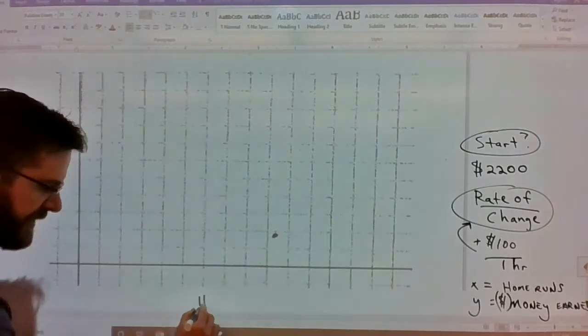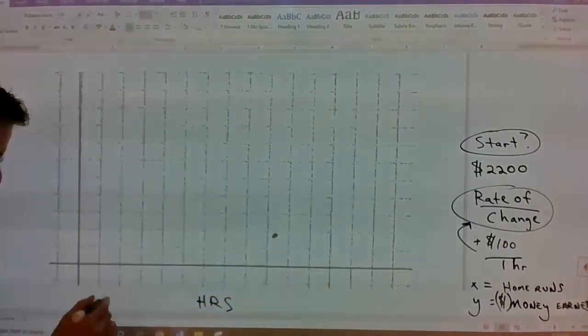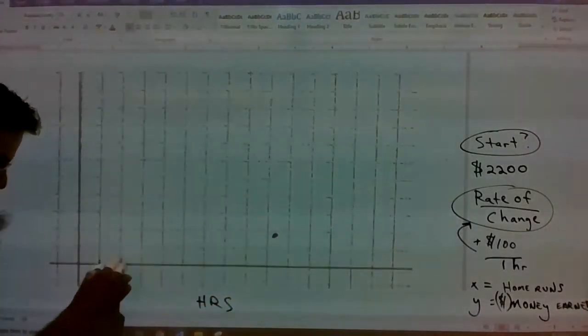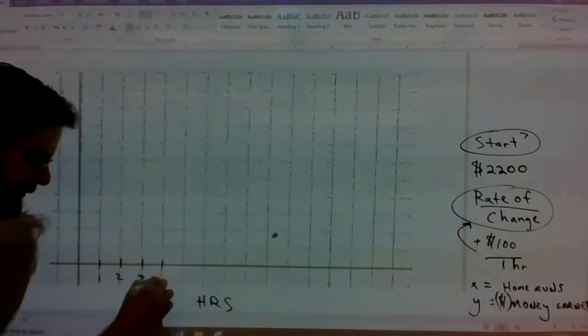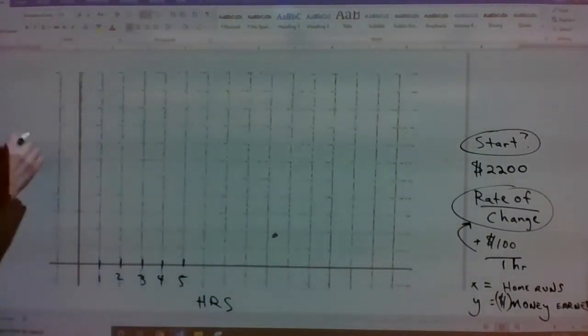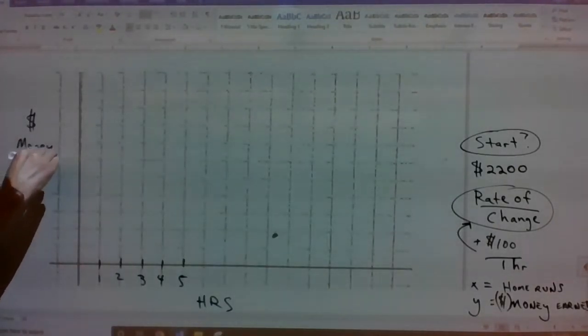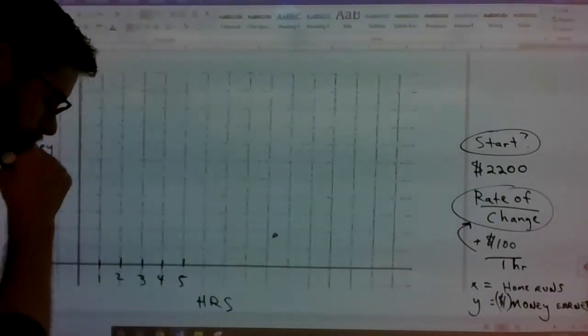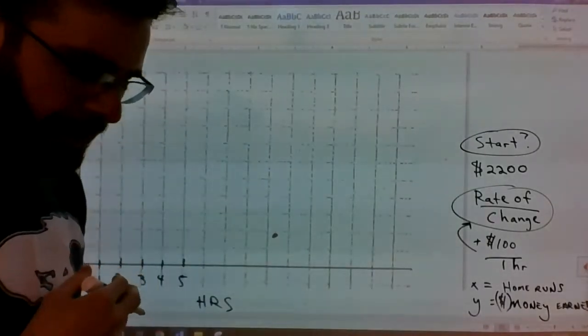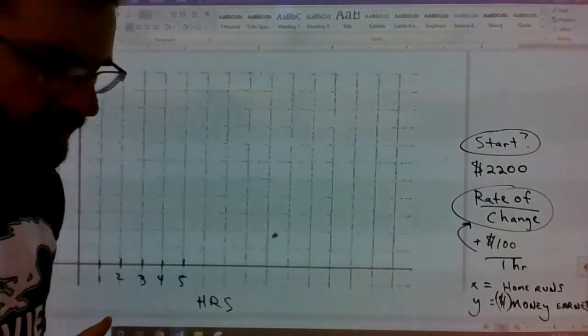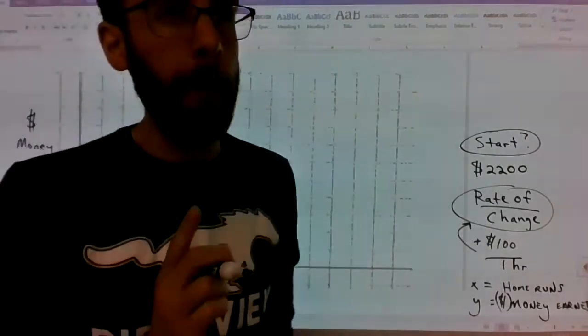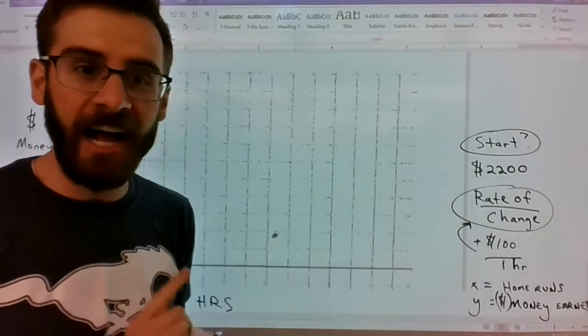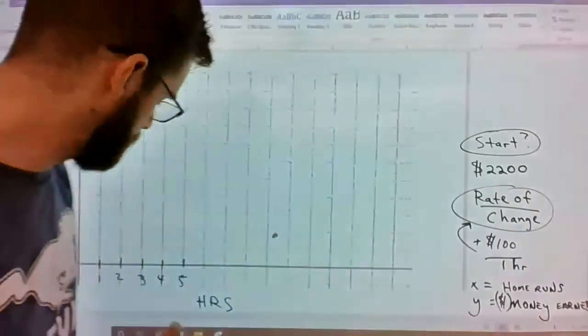We know home runs is the x-axis. I think it's pretty safe to just say this is 1, this is 2, this is 3, this is 4, this is 5. It's the y-axis that I'm concerned about. This is the money earned. I could count by hundreds, but I'd run out of room really quick. I'm going to count by 500s, and we'll see what that does.